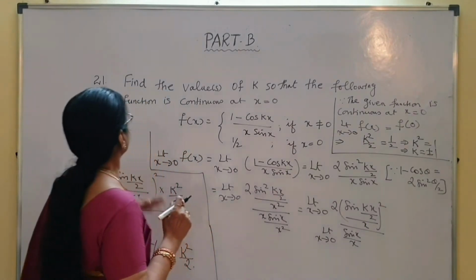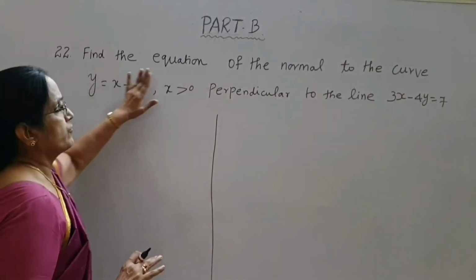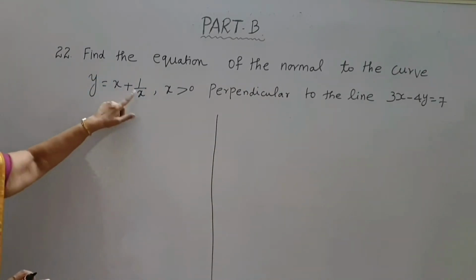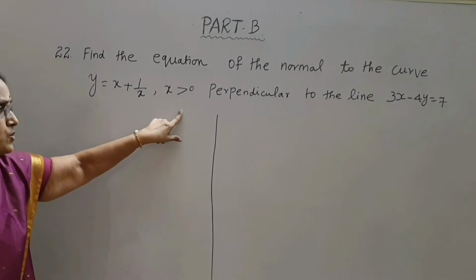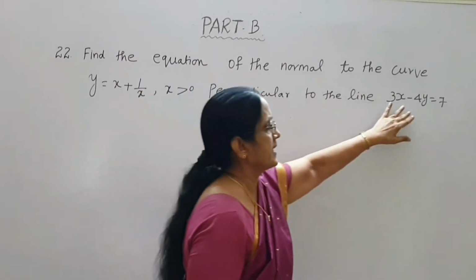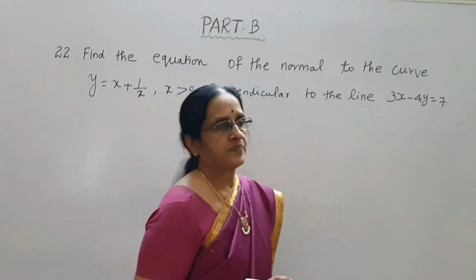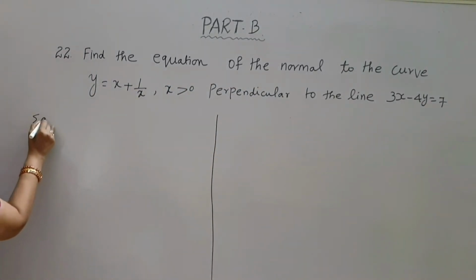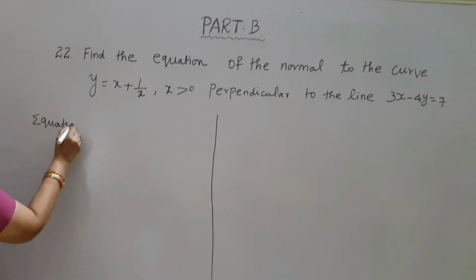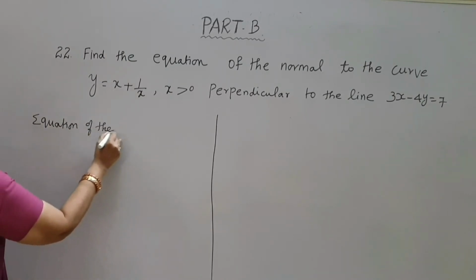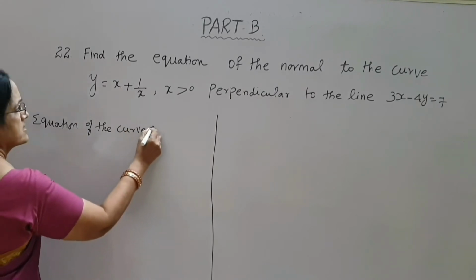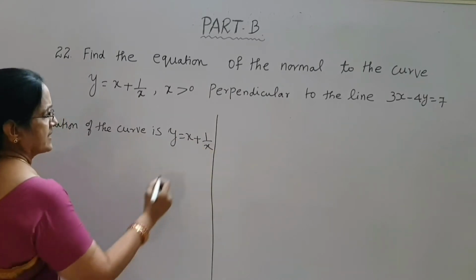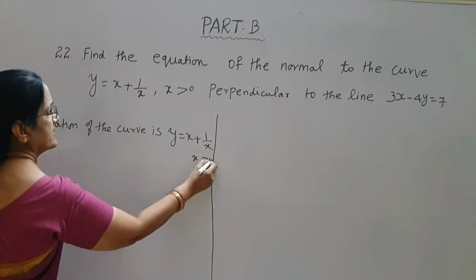Now let us move on to question number 22. Here you need to find the equation of the normal to the curve y is equal to x plus 1 by x, x greater than 0, perpendicular to the line 3x minus 4y equal to 7. So, you have been given the equation of the curve is y is equal to x plus 1 by x and the condition given here is x is greater than 0.